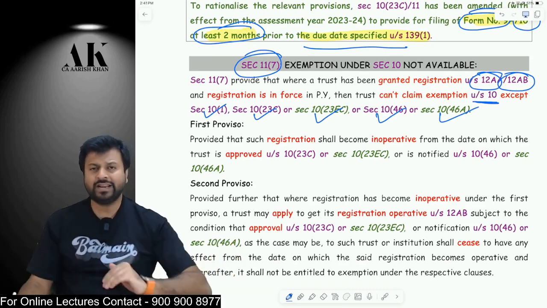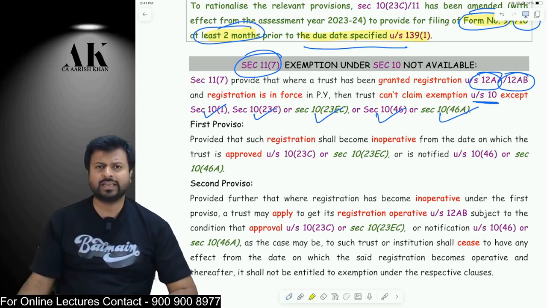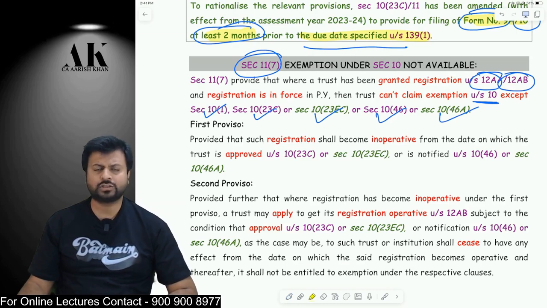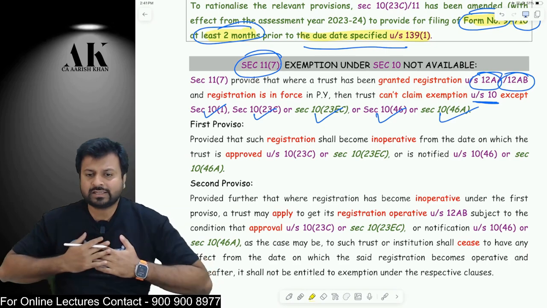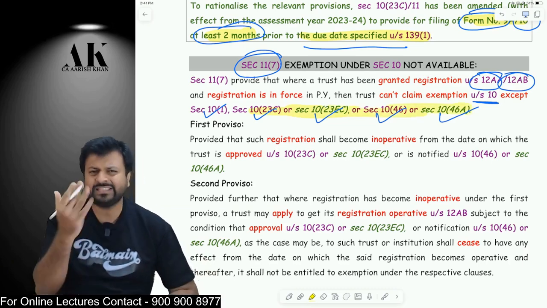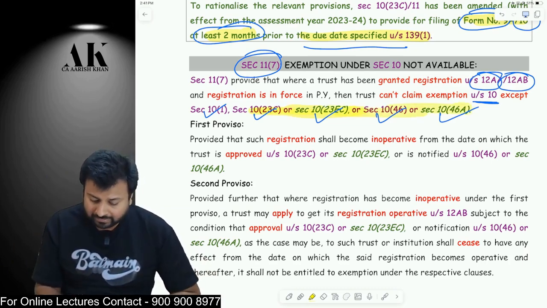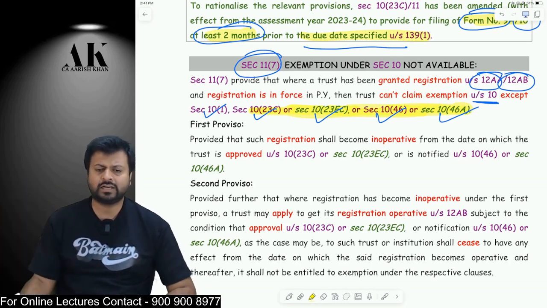Okay. Now, 10(1) is agriculture income. That is always exempt for a trust. Apart from that, no other exemption under Section 10 is available to a trust. Okay. Now, in this, you have to be very careful. Suppose a trust is registered under 12AA and 12AB. Now, these 4, apart from 10(1), forget about 10(1), are also certain institutions and associations which work like a charitable institution only.